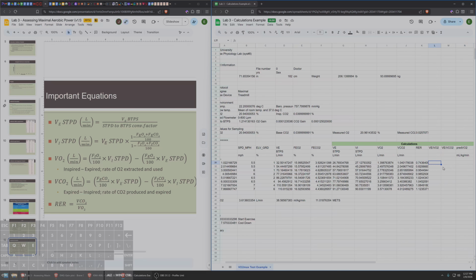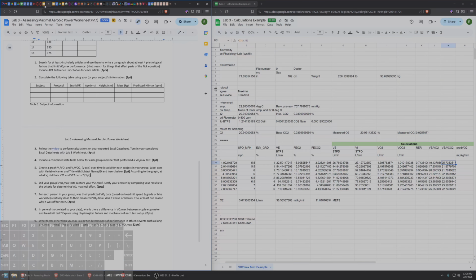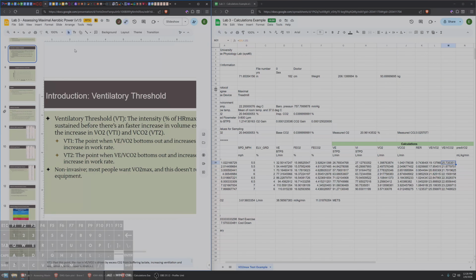Okay, now we have VE over VO2. So VE divided by VO2. No dollar signs needed. And VE over VCO2. All right, cool. Those weren't listed on here, but I know those are ones we have to perform. So just a quick check now. VE over VO2 and VE over VCO2 are used for our ventilatory thresholds. So let's come up to that. I can also show you on this document here.